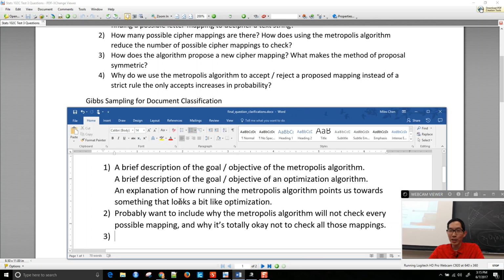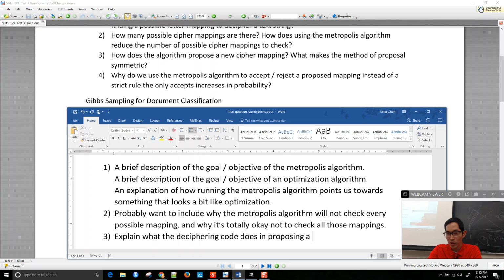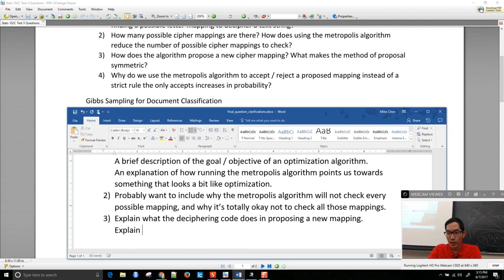Okay. How does the algorithm propose a new cipher mapping? So what you'll want to do is explain what the deciphering code, specific to your homework, does in proposing a new mapping. Okay, explain what makes the method of proposal symmetric. Explain what it means for a proposal method to be symmetric.